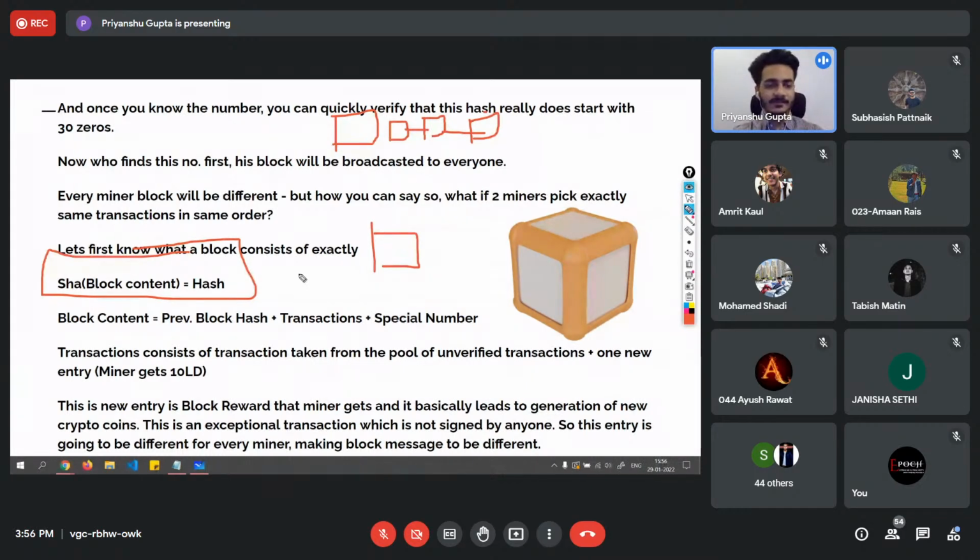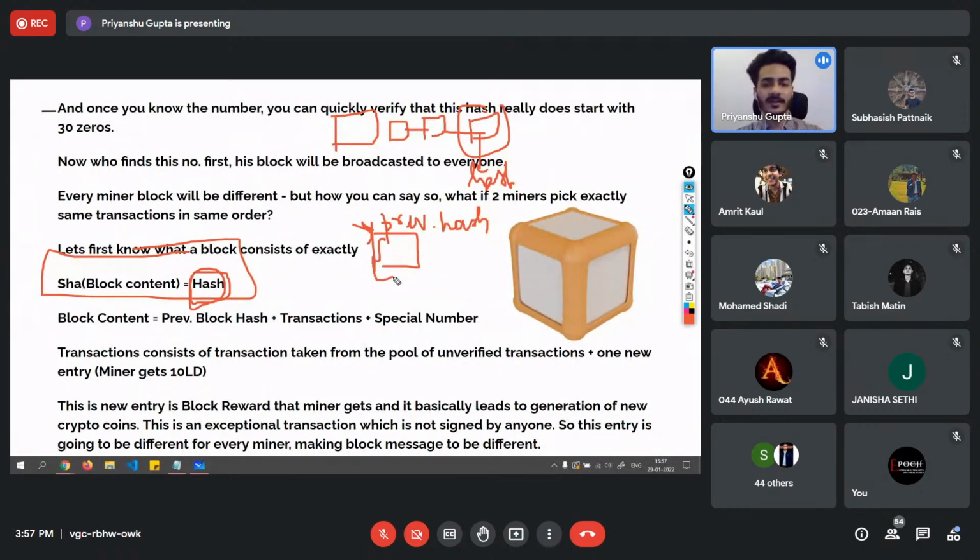Now this time the miner 1 wins. He will put all his content inside this algorithm and get one hash. He must have the previous block because he also has the local replica of the blockchain. The hash of the previous block he will store in the new block which he is making. So this block will consist of the previous hash and the new transactions that he has selected from the unverified pool.